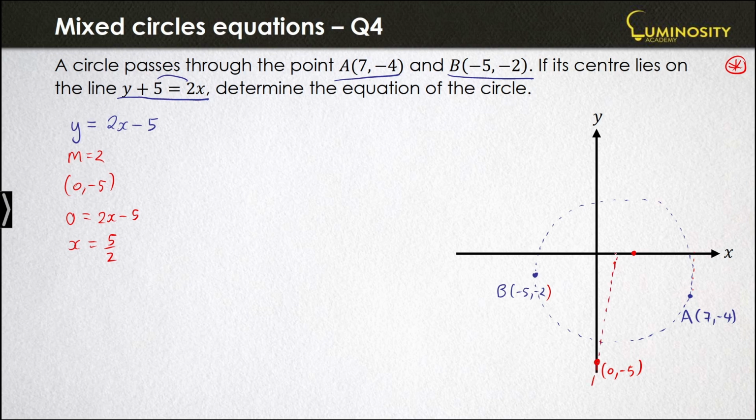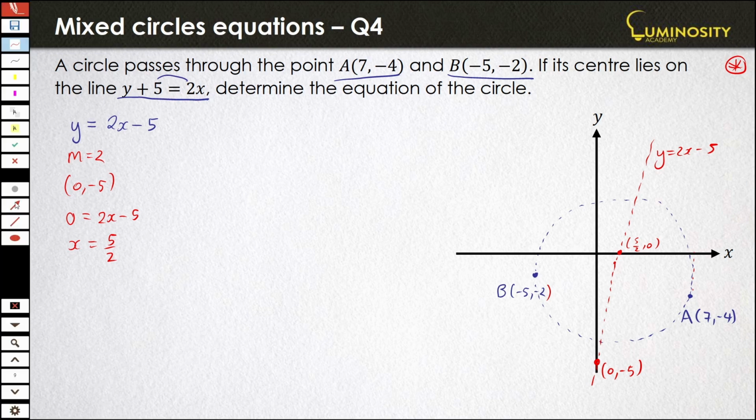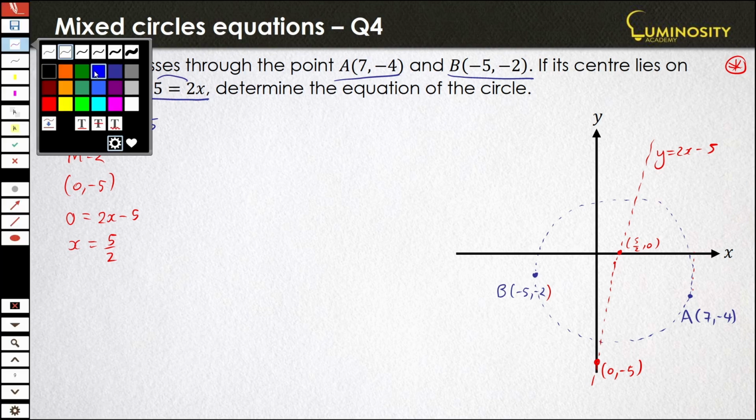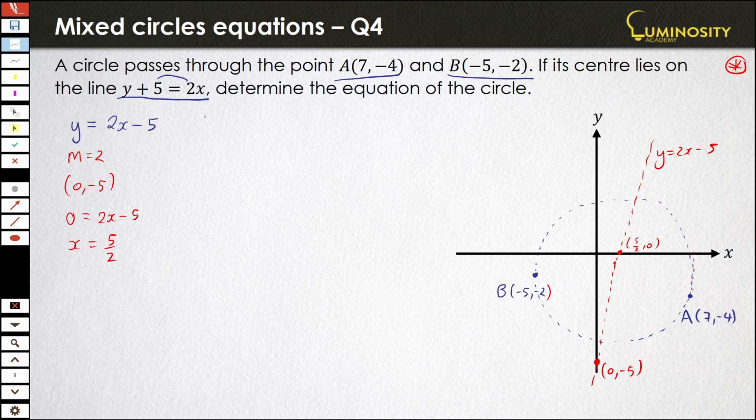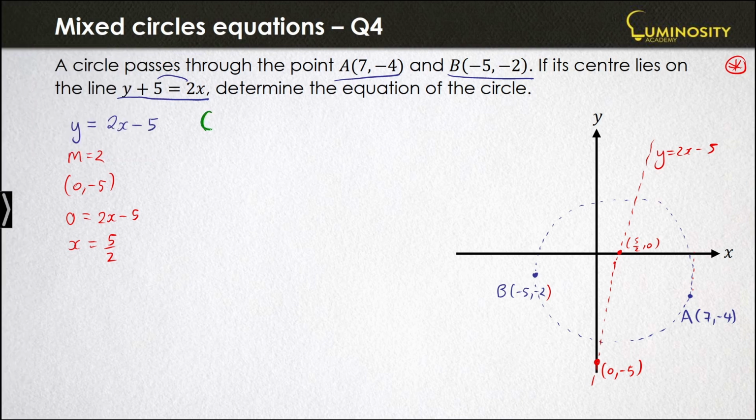So this is the line 2x - 5 in red, and we know that it does cut the x-axis here at (5/2, 0), which is (2.5, 0). But we know that the center is somewhere on this line, and we want to determine the equation of the circle. Because it doesn't look like the center is going to be on the origin, we can conclude that the equation of the circle must have a non-origin center.